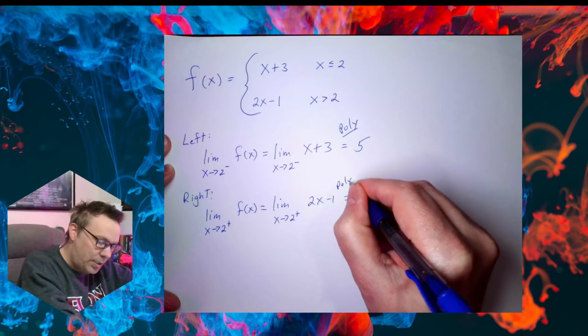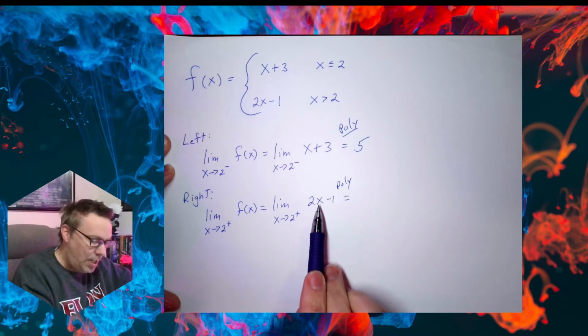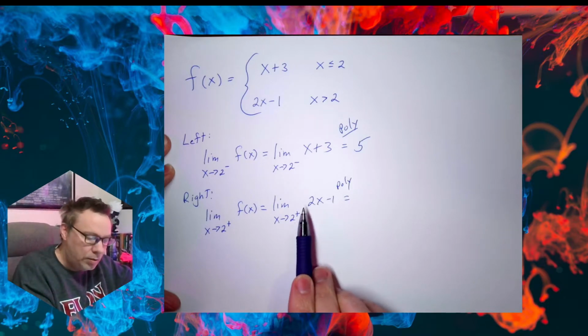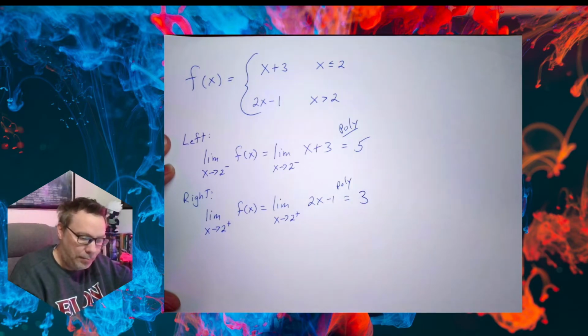Again, this is a polynomial. I'm letting the reader know that I'm dealing with polynomials. I can plug in my number. 2 times 2 minus 1. 4 minus 1 is 3.